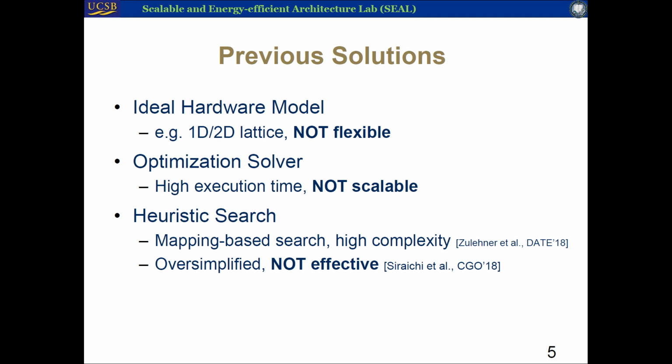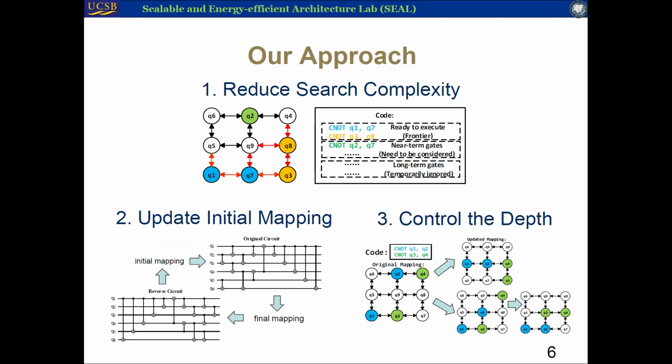Previous solutions to this problem are not flexible, scalable, or effective. Our approach eliminates these drawbacks with 3 key designs. First, we only search for possible swaps associated with high-priority qubits, leading to an exponential speedup. Second, we update the initial mapping through a reverse circuit to further reduce the overhead. Third, our approach could trade off circuit depth with gate count by selecting non-overlapping swaps.